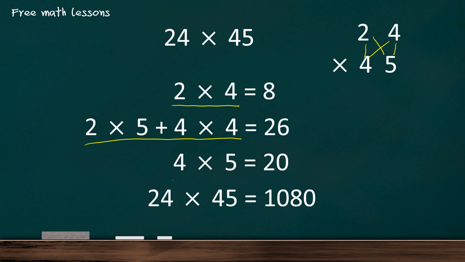And then we get 4 times 5 is equal to 20. So you get 8/26/20. And then you convert that to your final answer. Here, 6 plus 2 is 8. Look at the top. 8 plus 2 is 10. So that's 1080.